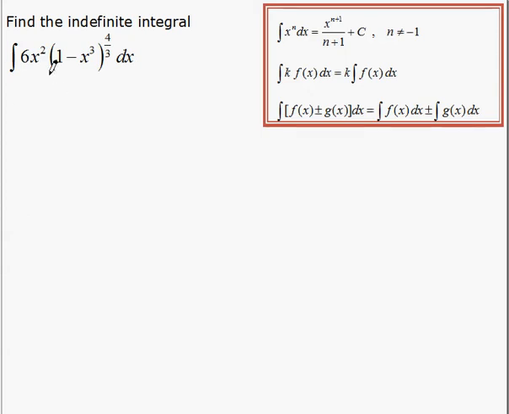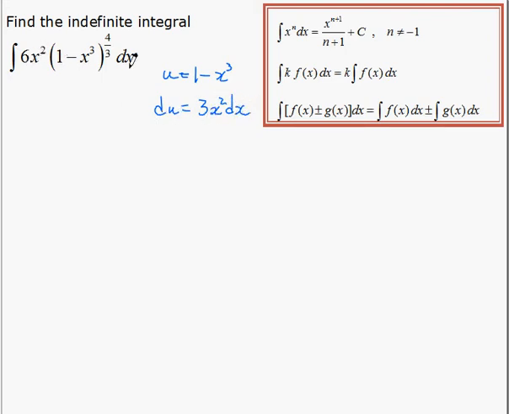In this example, we have a product rather than a quotient, but we're still going to pick the polynomial, or the linear or quadratic or cubic term, whichever you get, with the highest power of x, so the largest degree polynomial. So here, u is 1 minus x cubed, and du is 3x squared dx.